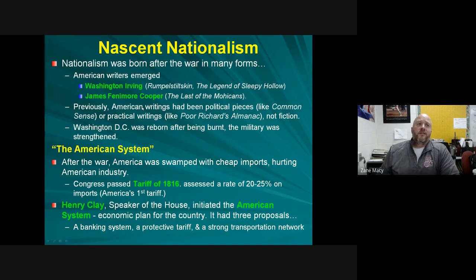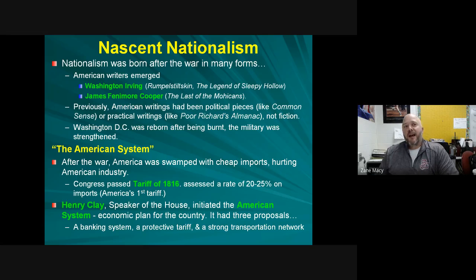Now, I said that you see a boom in nationalism and patriotism after the War of 1812. You start to see American literary culture really start to establish itself. Some of our earliest famous American writers, Washington Irving, James Fenimore Cooper, who, if you've ever read Last of the Mohicans, that's probably what he's best known for. Before this point, American writings that had gained fame had really focused on political treatises, stuff that was written by our founding fathers during the Revolutionary era, things like Thomas Paine's Common Sense.